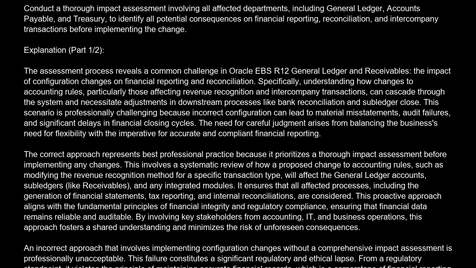It ensures that all affected processes, including the generation of financial statements, tax reporting, and internal reconciliations, are considered. This proactive approach aligns with the fundamental principles of financial integrity and regulatory compliance, ensuring that financial data remains reliable and auditable. By involving key stakeholders from accounting, IT, and business operations, this approach fosters a shared understanding and minimizes the risk of unforeseen consequences.